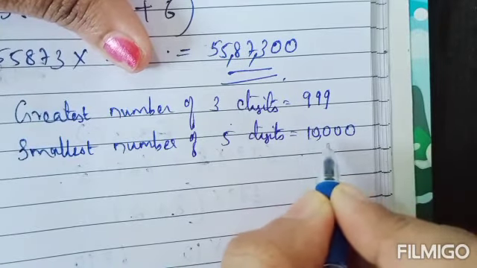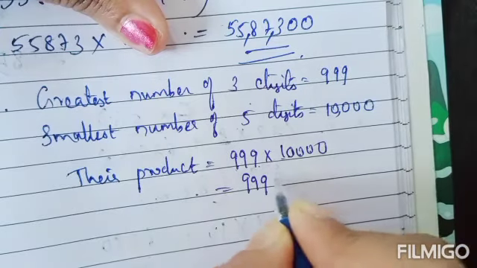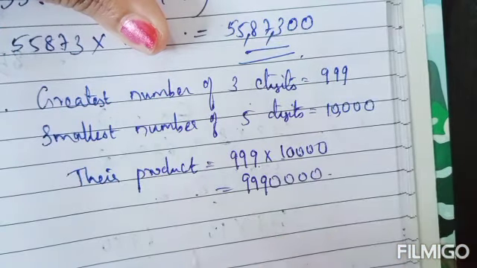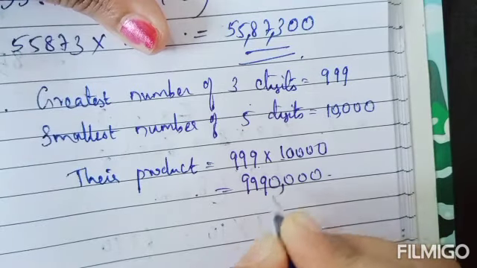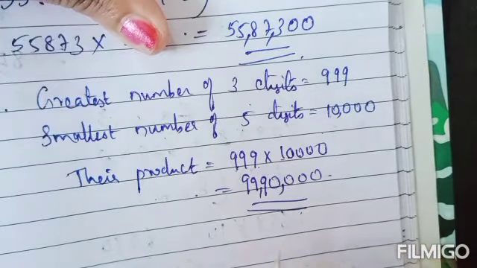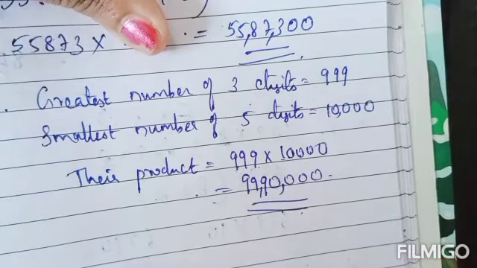Okay, now you have to find the product. Therefore their product equals 999 into 10,000. So 999 into 1 is 999, and now 4 zeros you can put. So this will be the answer: 9,990,000.